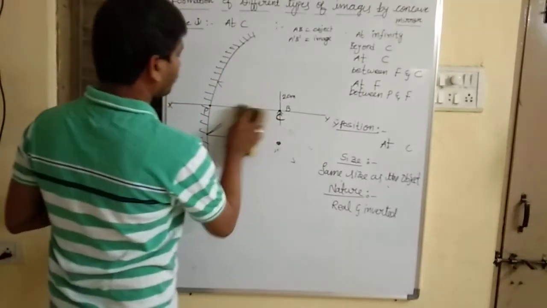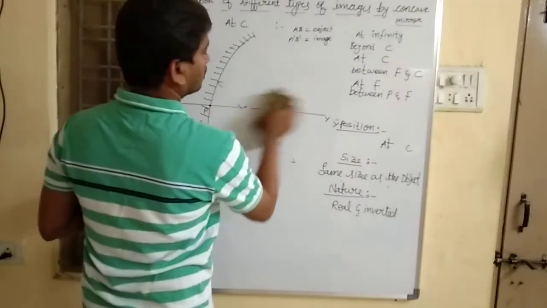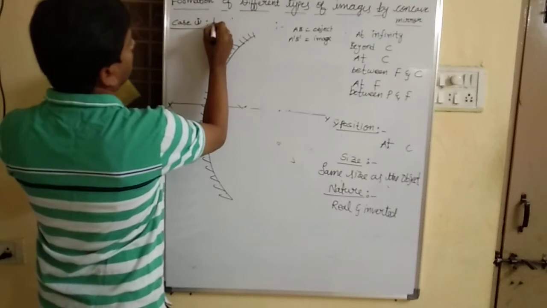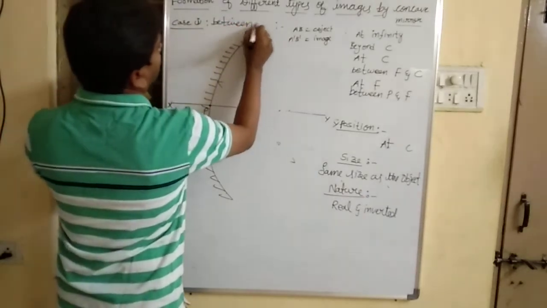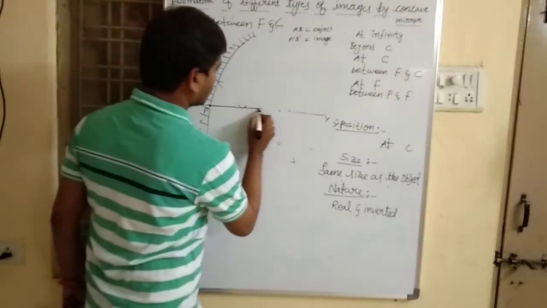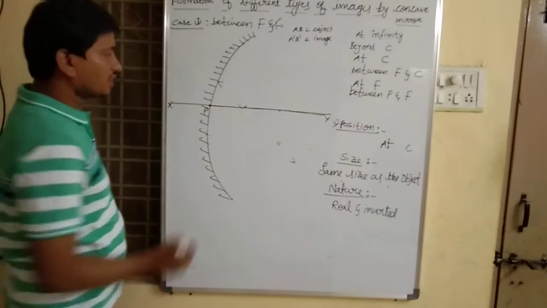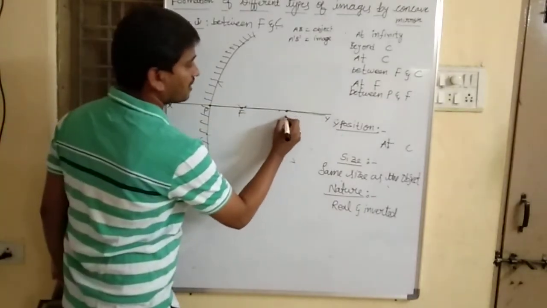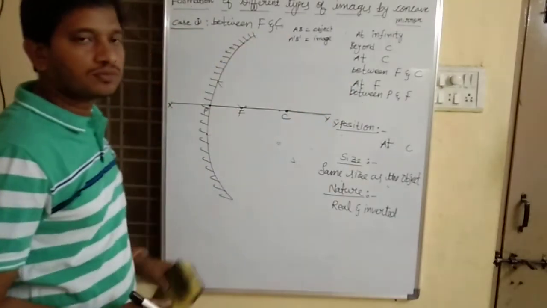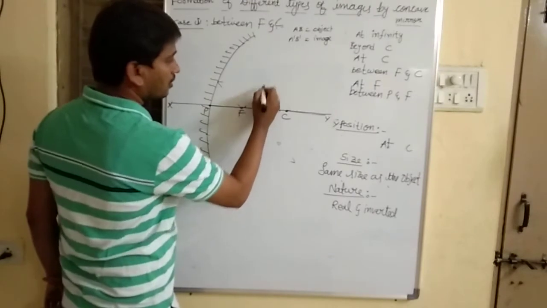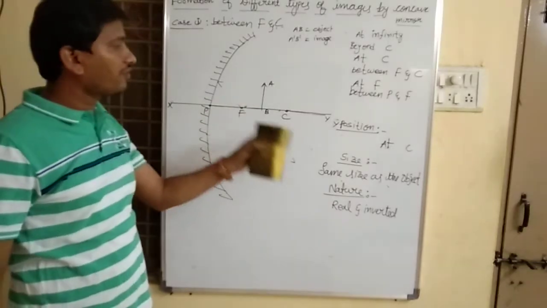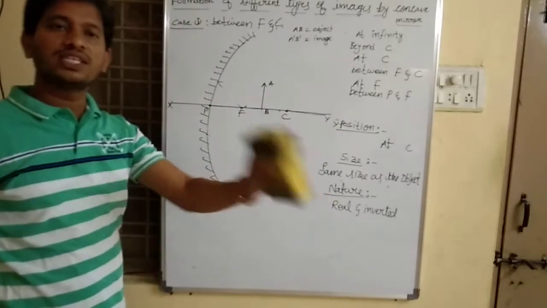Now coming to the fourth case. What is my fourth case? If you place an object between F and C, between focus and center of curvature. This is my focus, this is my center of curvature. Now where do I have to place the object? Between F and C. This is my object AB. If you place an object between F and C, where will we get the image? We will see now.